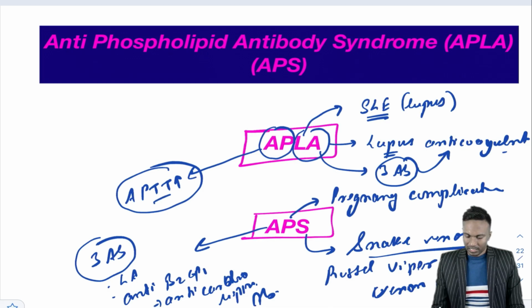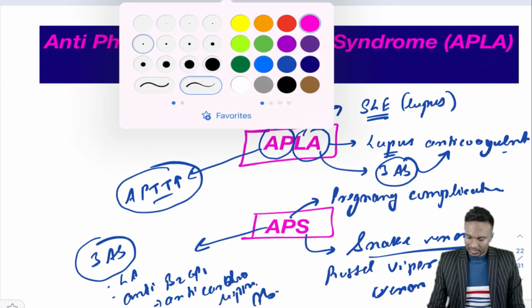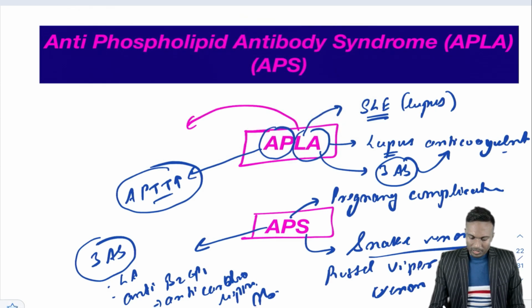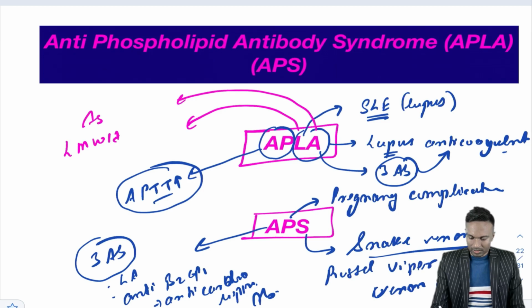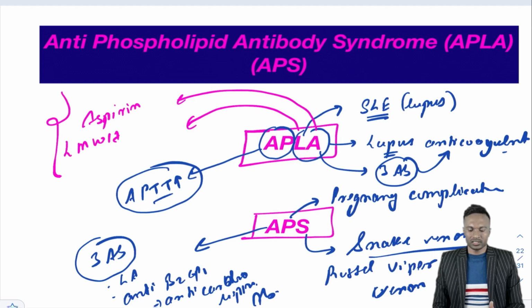Again, APTT will be increased. There will be lupus anticoagulant. One more thing, LA again stands for treatment also: low molecular weight heparin, and A stands for aspirin, right? These two drugs will help in the treatment part also. So antiphospholipid syndrome can be memorized with the help of these two mnemonics, right?